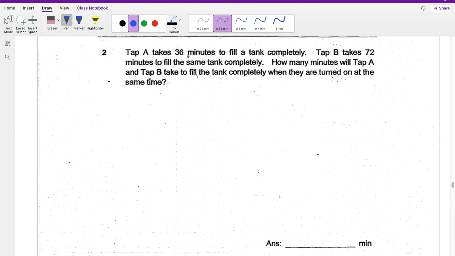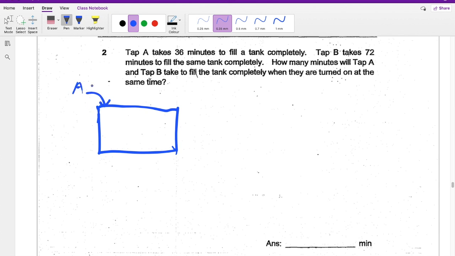Tap A takes 36 minutes to fill a tank completely. Tap B takes 72 minutes to fill the same tank completely. How many minutes will tap A and tap B take to fill the tank completely when they are turned on at the same time? Okay, this is an interesting question.